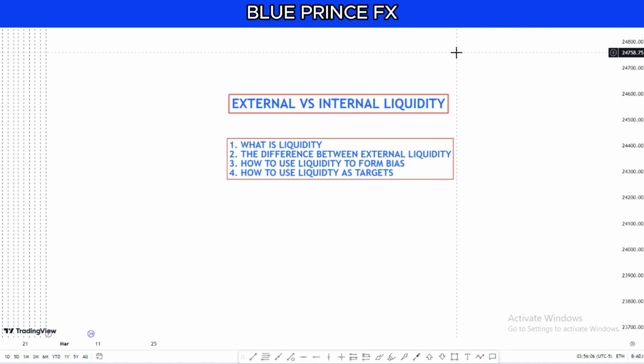Today's video is about the difference between external and internal liquidity. We're going to go through what liquidity is, what the difference is between external and internal liquidity, how to use liquidity to form buyers, and how to use liquidity as a target.